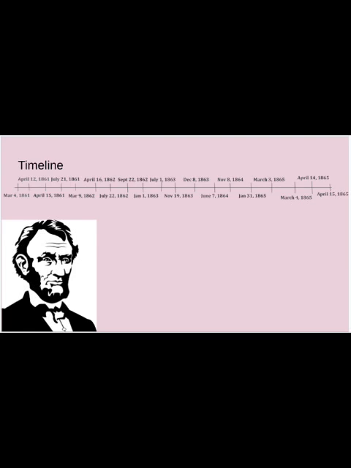On April 16th, slavery was abolished in D.C. Lincoln told his cabinet about his plans to issue the Emancipation Proclamation on July 22nd, 1862. And a few months later, on September 22nd, Lincoln issued the Emancipation Proclamation to go into effect on January 1st, 1863. With that being said, on January 1st, 1863, the Emancipation Proclamation went into effect and freed all slaves in the Confederate areas in the South.